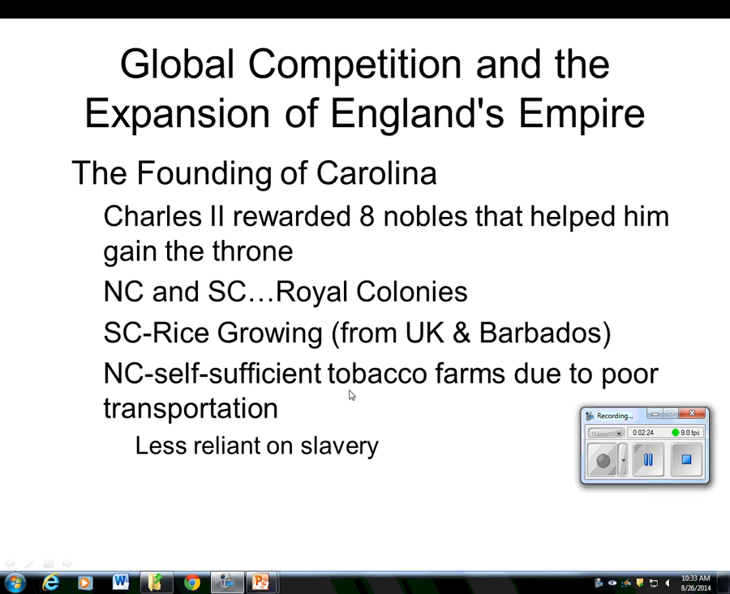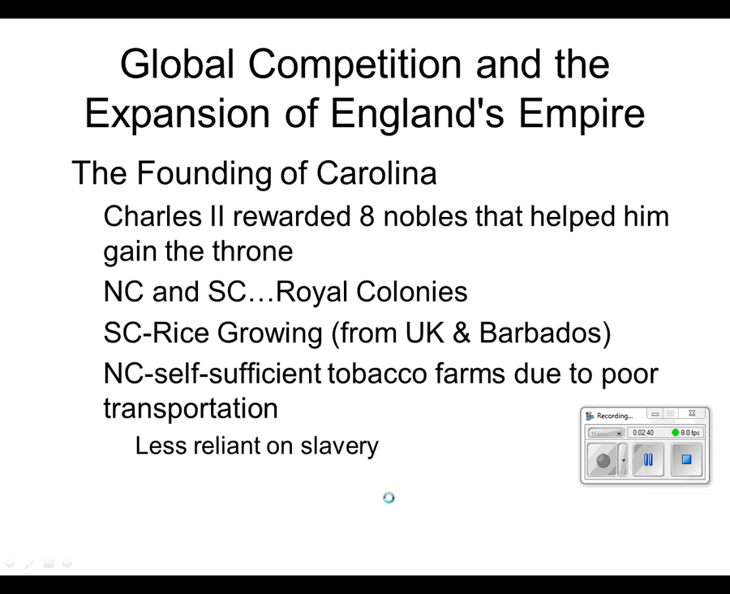We talked about the barbecue sauce thing, which kind of is true and is kind of legend. But they're going to be less reliant upon slavery. And that's key to remember much later on, because when the Civil War is going to happen, they're going to be one of the last states to secede because they have so much less reliance on slavery than Virginia to the north and South Carolina to the south.